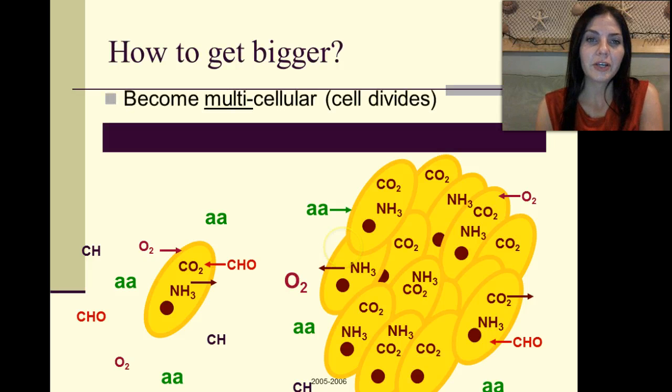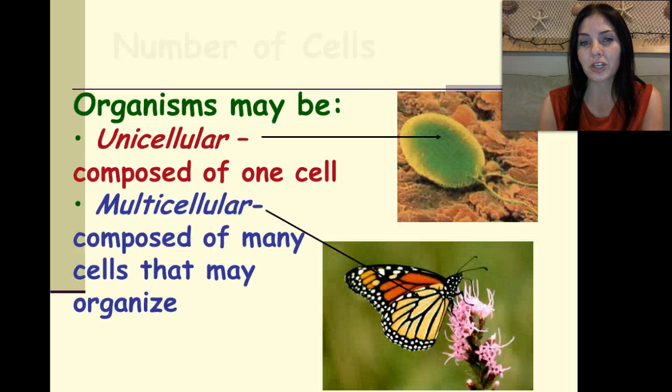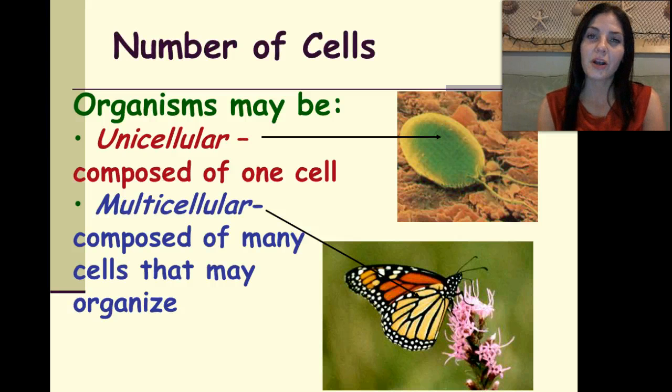So how to get bigger? We become multicellular. The cell divides. And that's what I was talking about in the previous slide when I was showing you all of those little cubes. Number of cells: organisms can be unicellular, composed of one cell, or they can be multicellular, composed of many cells. We are multicellular.